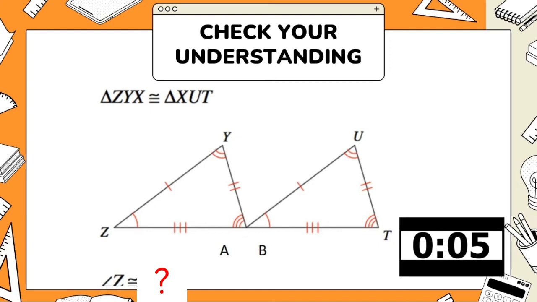Let us now check your understanding. Triangle ZYX is congruent with triangle XUT. I will give you 5 seconds to analyze this one. Time's up. So angle Z is congruent with? Very good. If your answer is angle B, then you are correct.